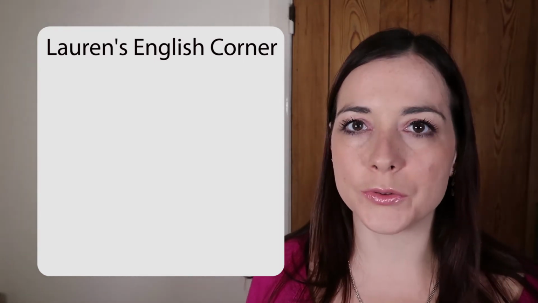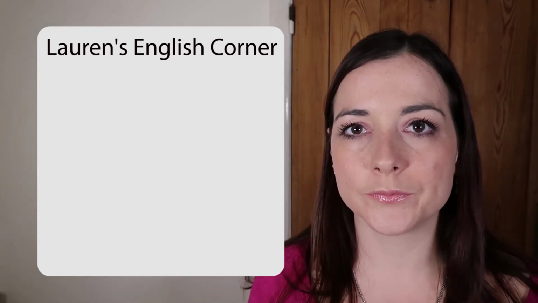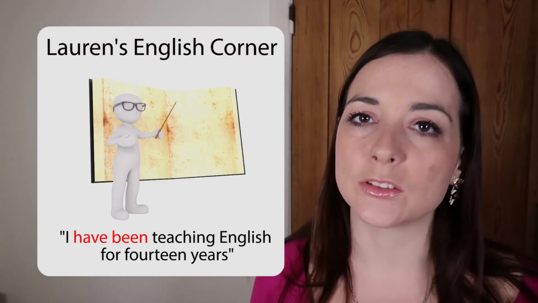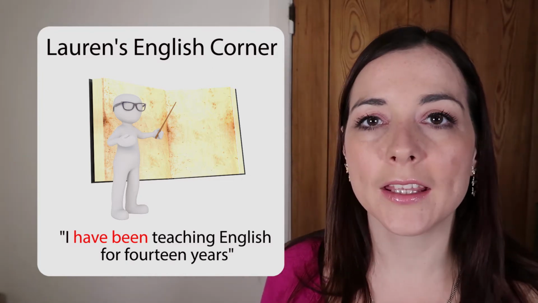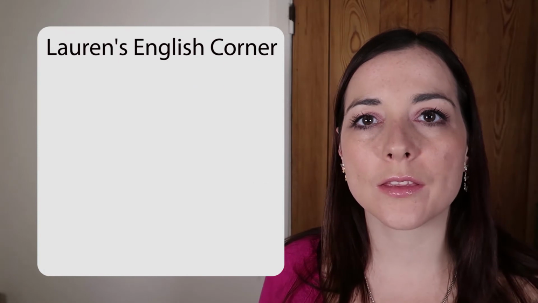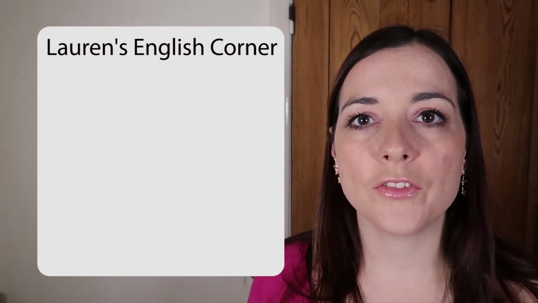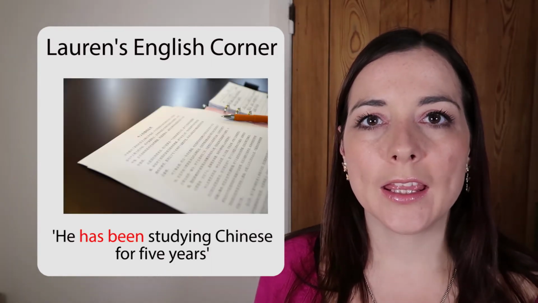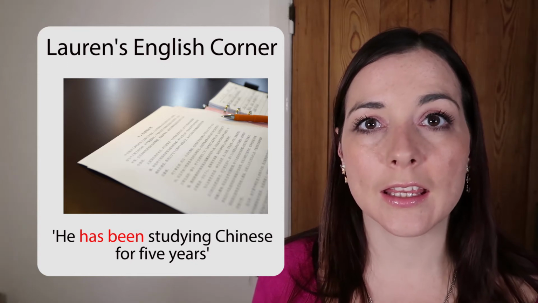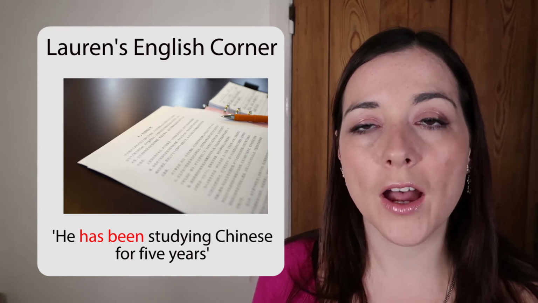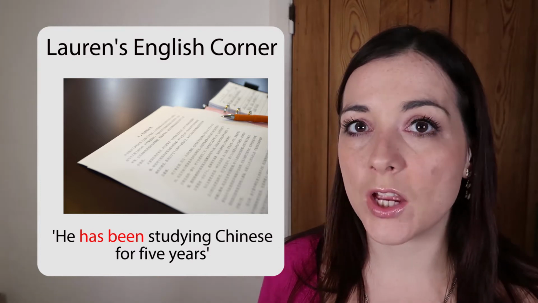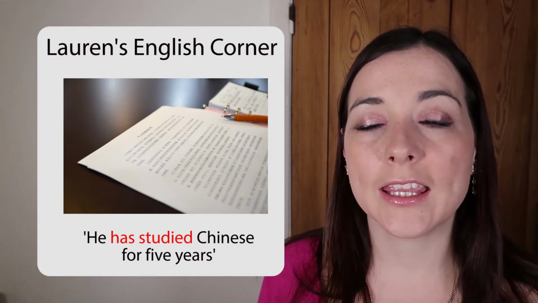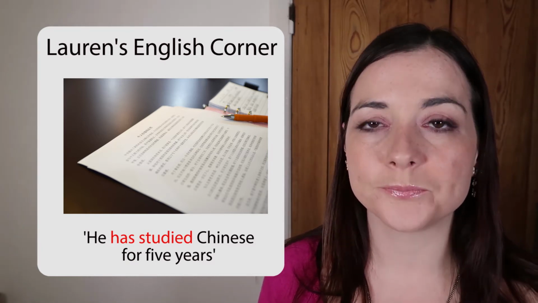Now, you can use the present perfect continuous as well for this particular reason. Again, I have been teaching English for 14 years is also correct. Okay, so that's for the first reason. If you wanted to use he or she, you would just use has. So for example, he has been studying Chinese for 5 years, or he has studied Chinese for 5 years.